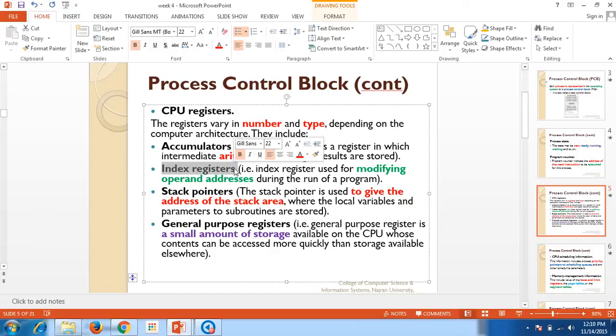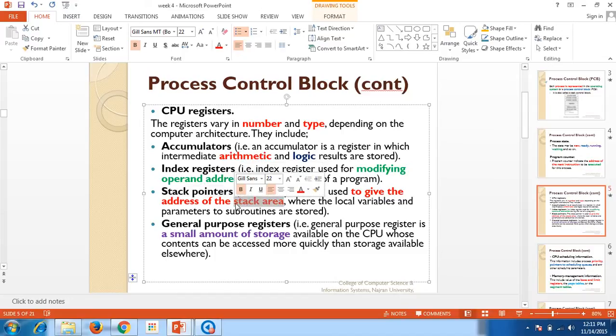If an address is changed, modify means to change some location, the address location is changed. So who will be responsible? Who will handle this? These are the index registers. Then we have stack pointers. The stack pointer is used to give the address of the stack area.